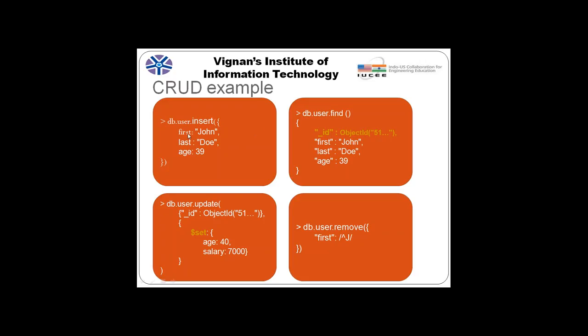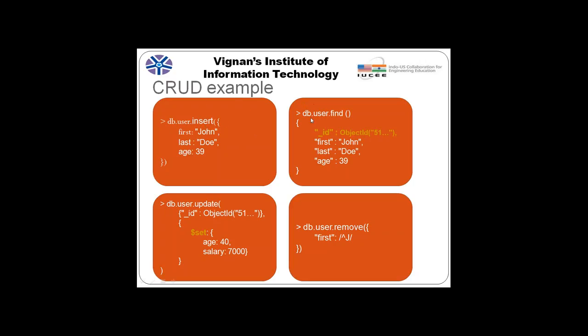db.user.insert. So I'm going to insert the first name, last name and age. Here db is my database, user is my collection, insert is my command, then key value, key value, key value. This is one document, that is called one row.